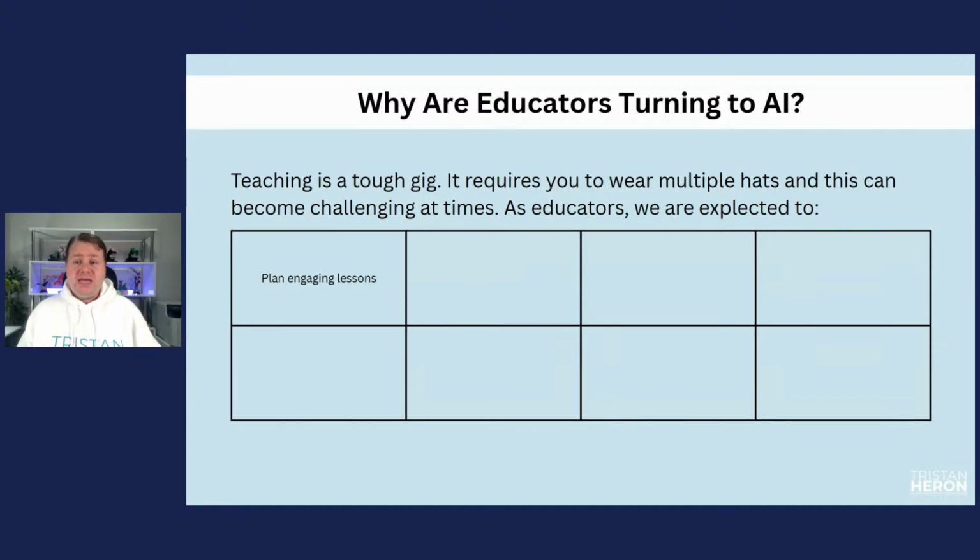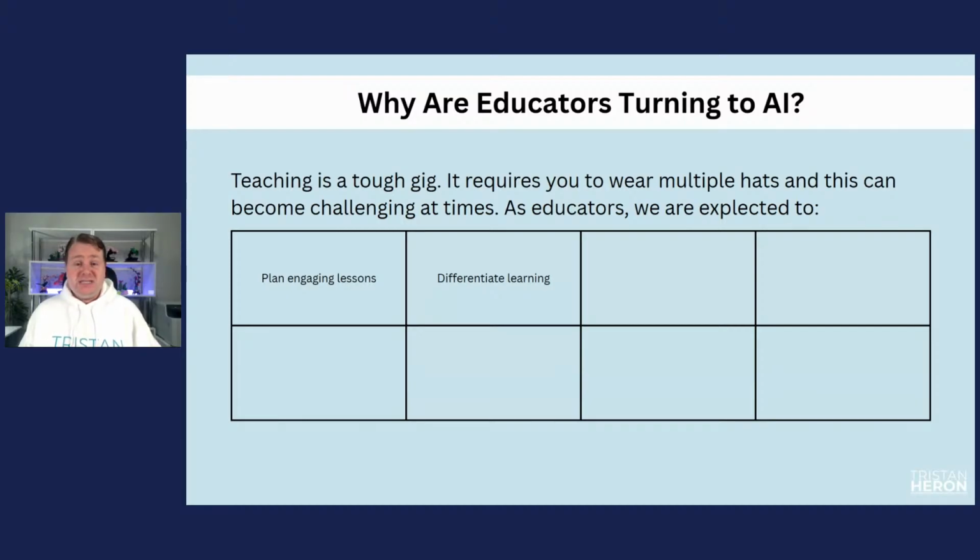And our kids require engaging lessons to keep them on track, to keep them interested and motivated. So we know that we are expected to do that. We're also expected to differentiate learning, and I've never seen this differentiation become such a big part of what we're doing in the classroom.